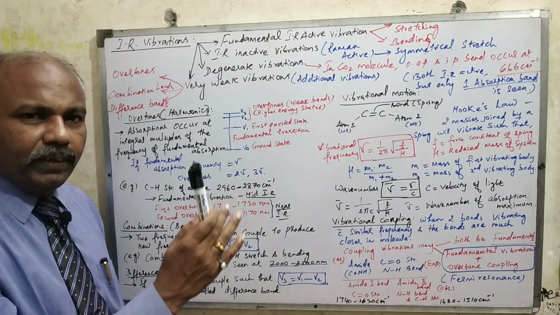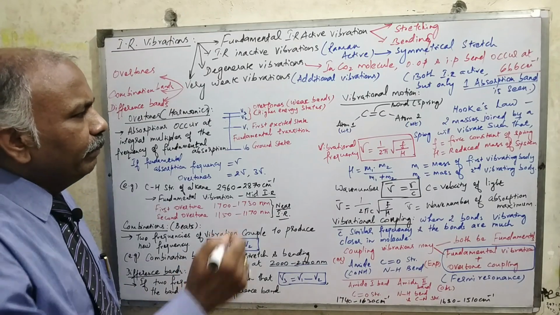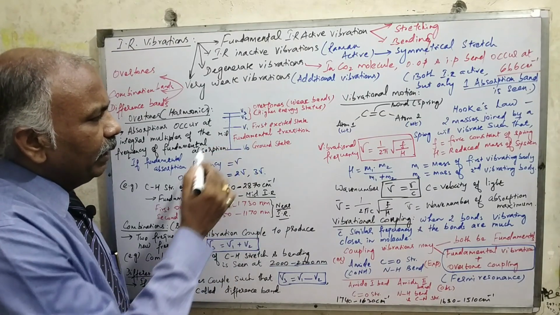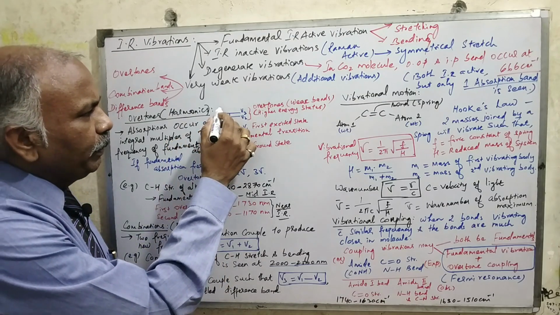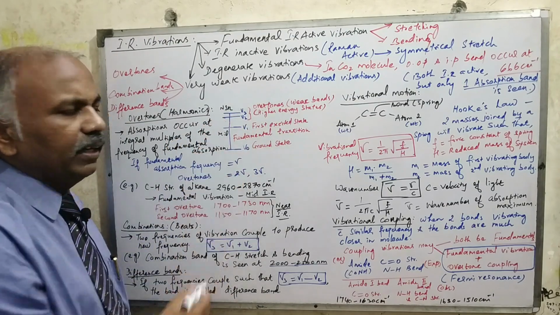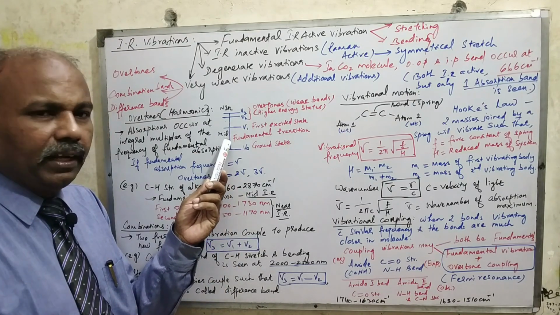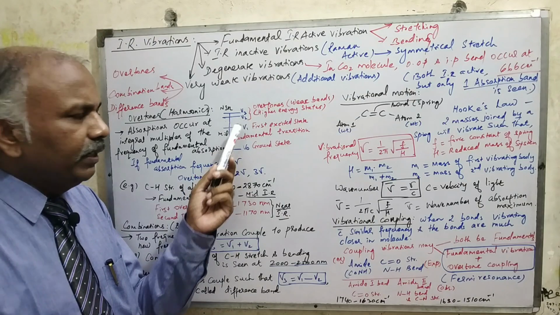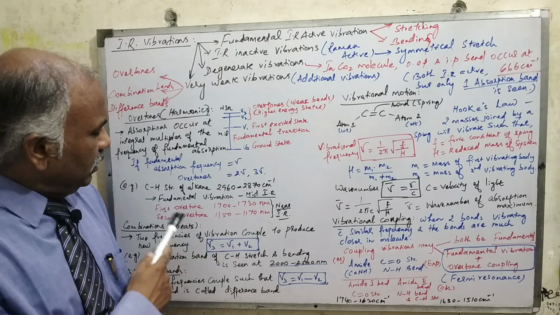And they have some significance because these fundamental vibrations are mostly appearing in the mid-IR region, whereas most of these overtones are appearing in the higher region. They are in the near IR region, right? So the fundamental vibrations appear in the mid-IR region, whereas the overtones appear in the near IR region, right? Now I can give one example for these overtones.